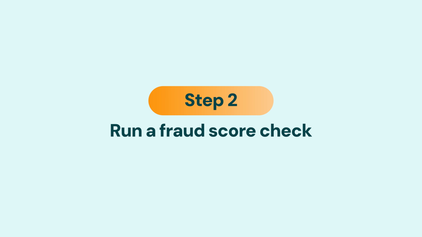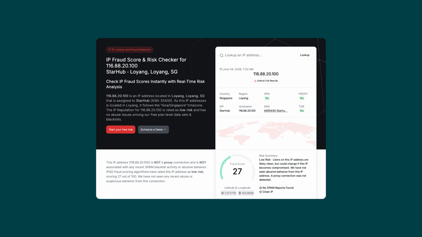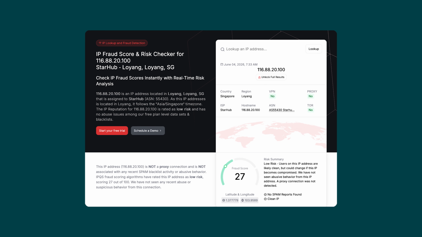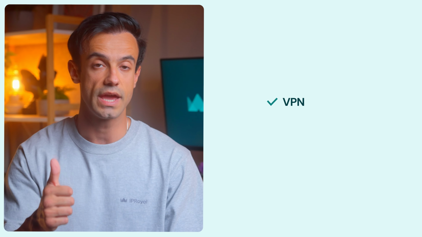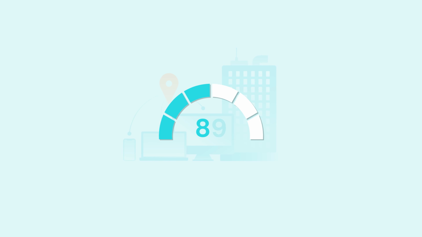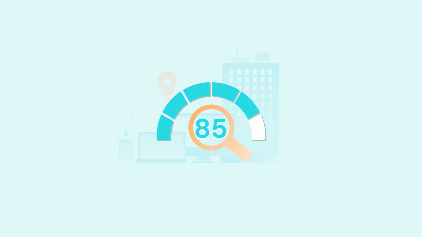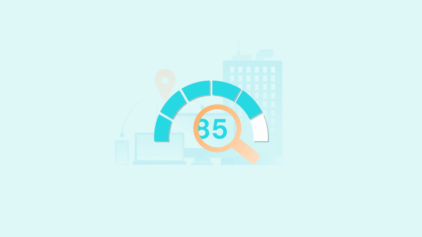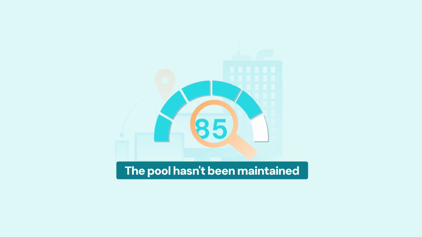Step number 2, run a fraud score check. Tools like IPQualityScore and MaxMind give you a fraud score based on the IP's full behavioral history. Both offer API access so you can automate this across large IP lists rather than running it manually. You're looking for a low risk rating and no flags for VPN, proxy, or automation activity. For example, a residential IP that scores high on fraud or reads as a data center endpoint is a clear sign that the pool hasn't been maintained.